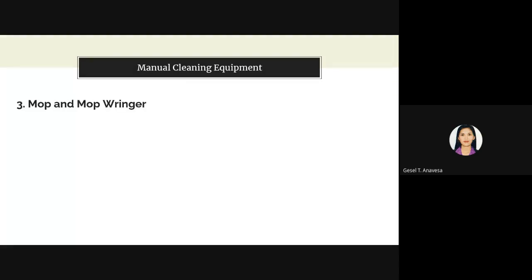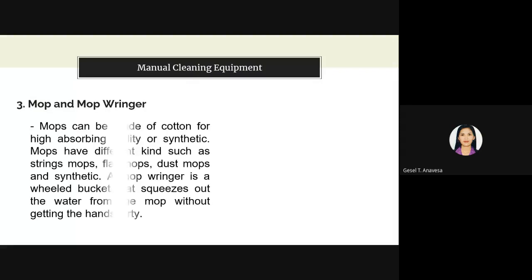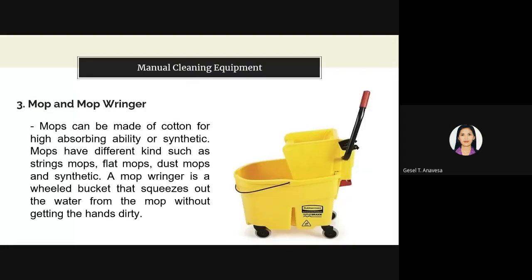The third one is the mop wringer. This is used to squeeze out the water from the mop without getting the hands that dirty. Instead of manually squeezing the mop, the housekeeper will now use this to squeeze the water out from the mop. So it saves time, it saves energy, and the housekeepers also do not get dirty.